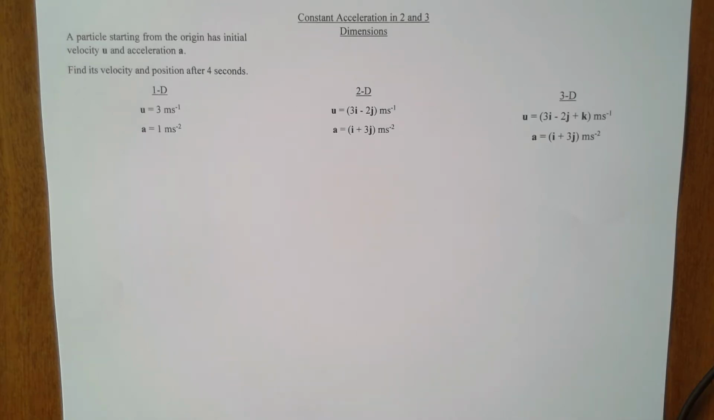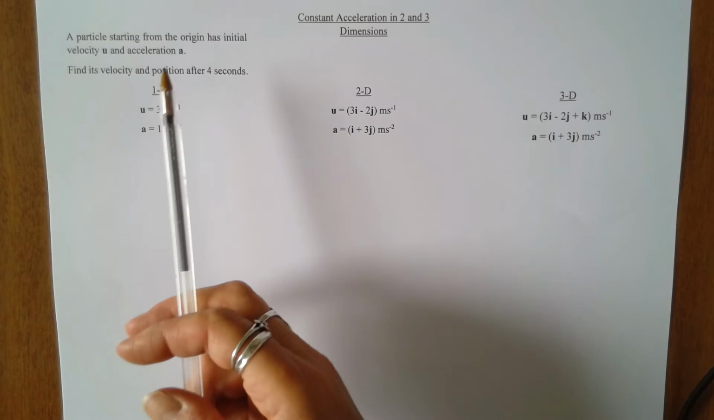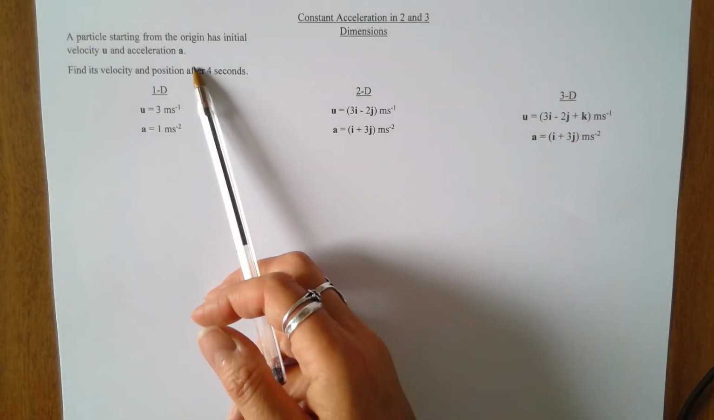In this video, I'm going to look at constant acceleration in 2 and 3 dimensions. If you're looking for variable acceleration, which uses calculus, just click the link below. I'm going to look at an example here in 1, 2 and 3D so that you can see how they compare. The particle starts from the origin and has initial velocity u and acceleration a.